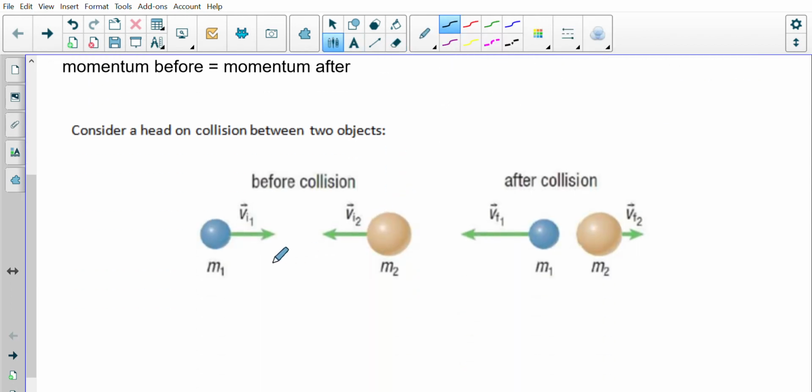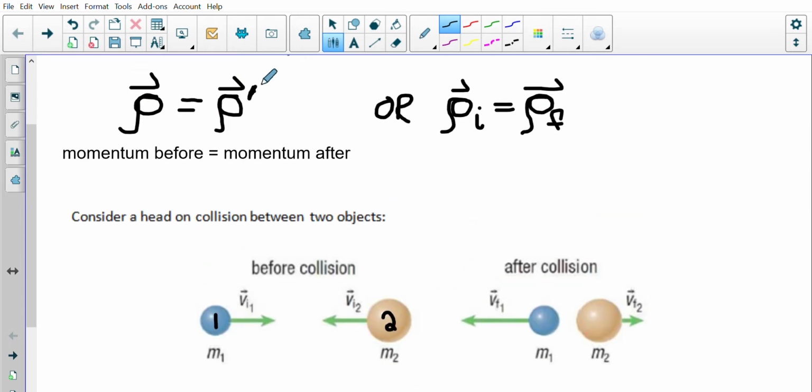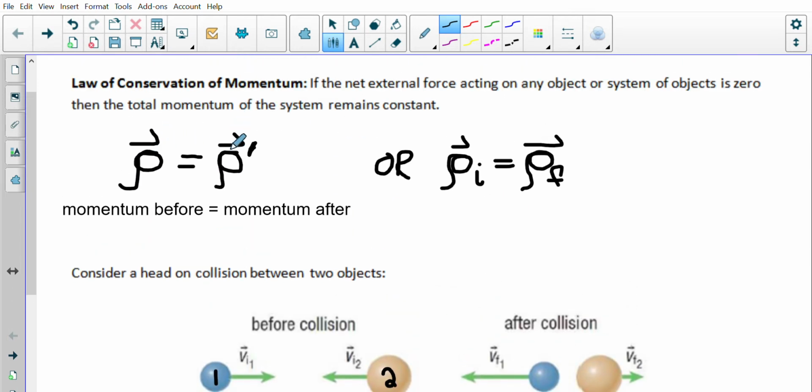And so, for instance, consider a head-on collision between two objects. You have a first object with mass 1 and velocity 1 hitting a second object which has mass 2 and velocity 2. Now afterwards, they're going to have a different velocity, although the masses are definitely going to be the same. But overall, even though the velocities change and the masses don't, the momentum will stay the same.